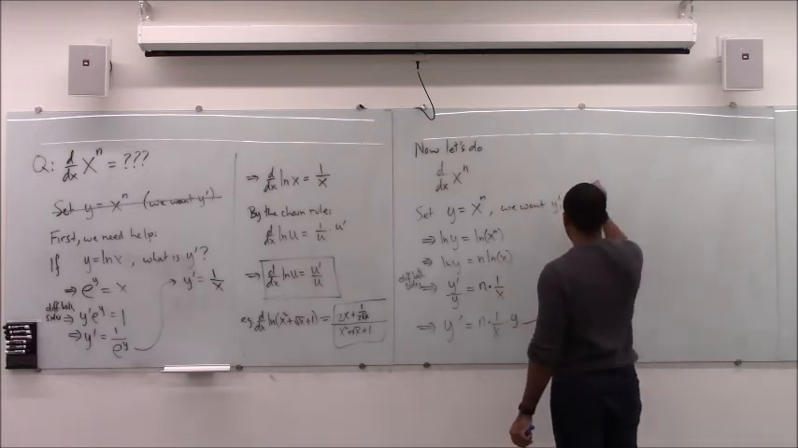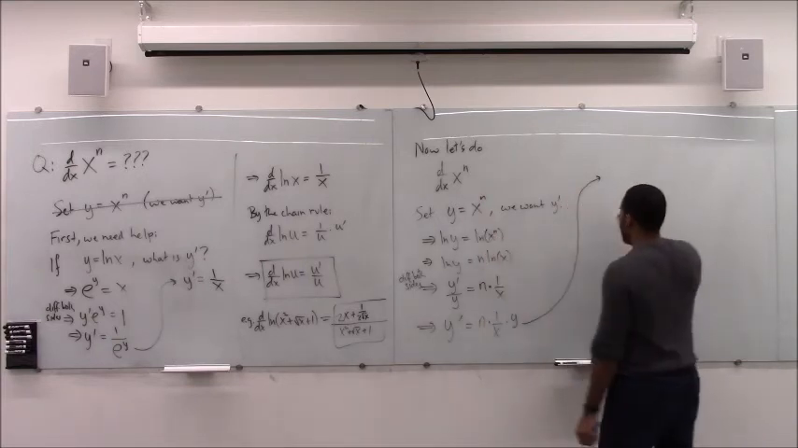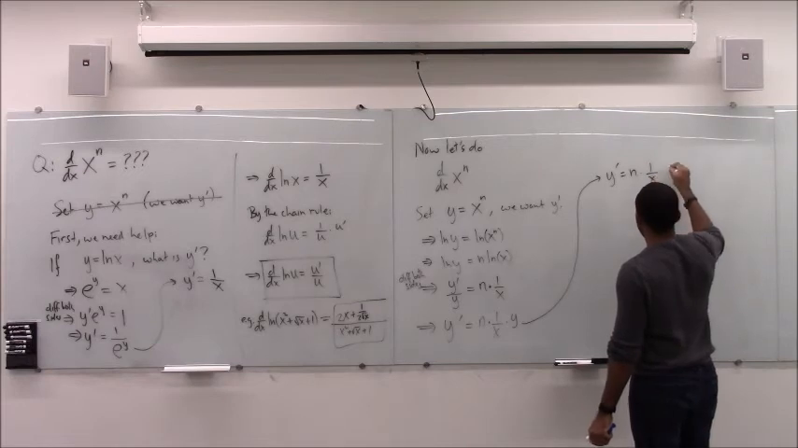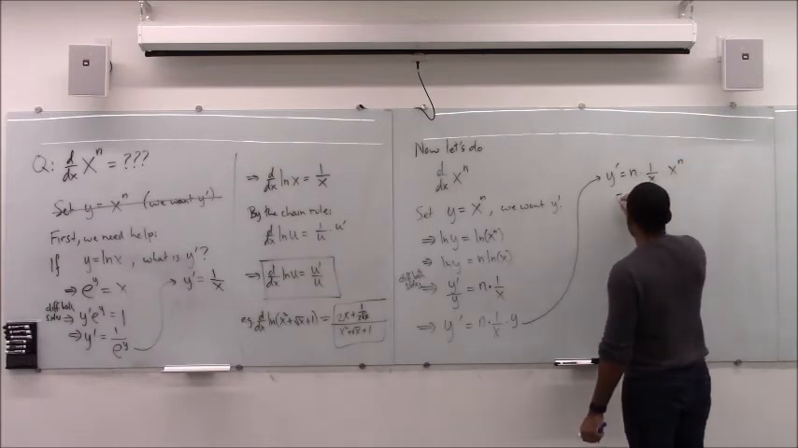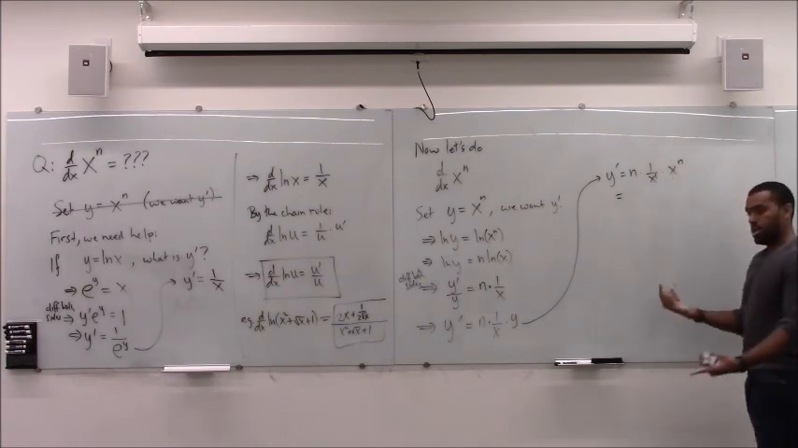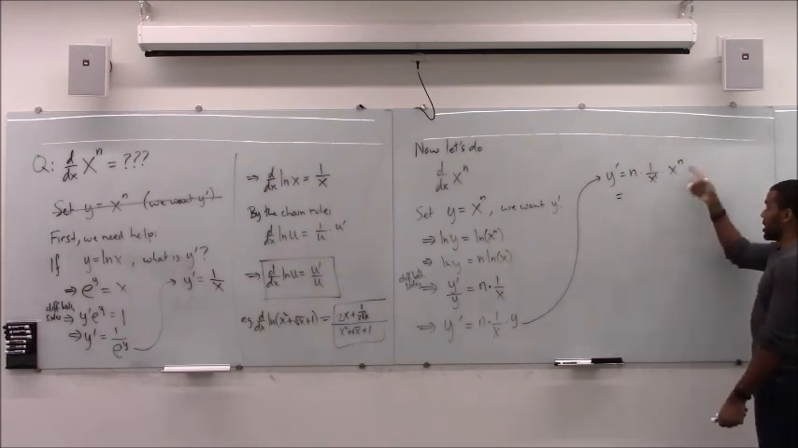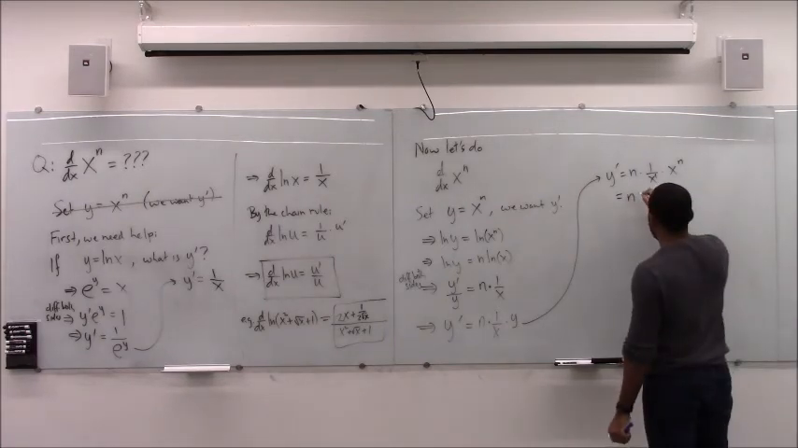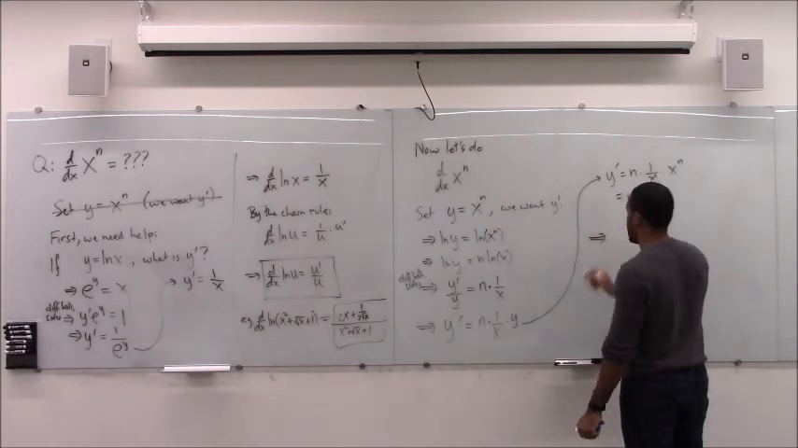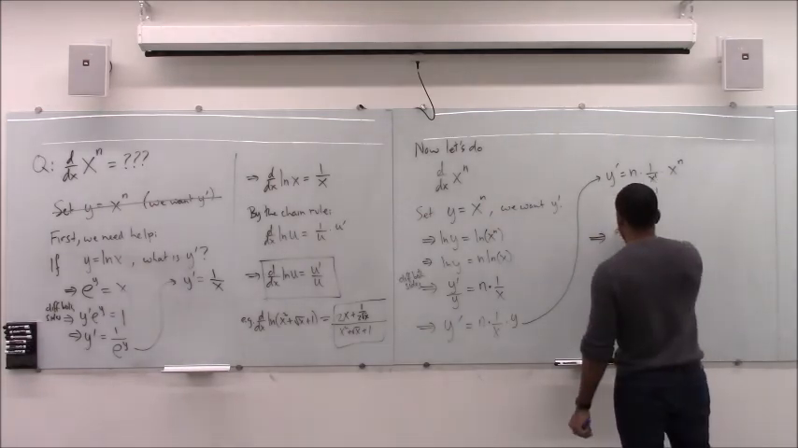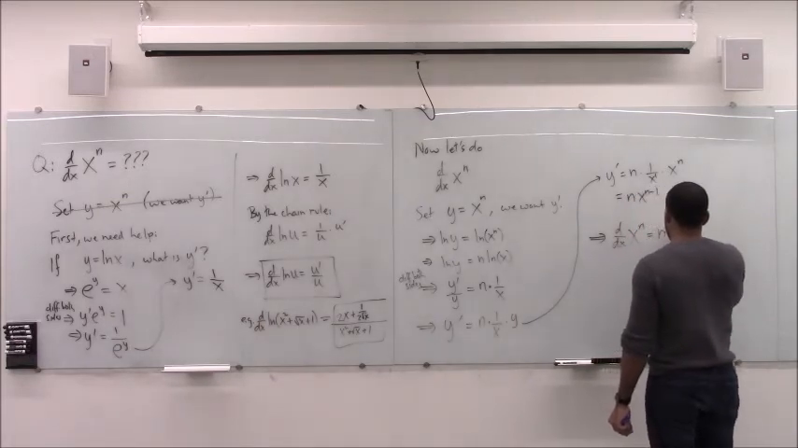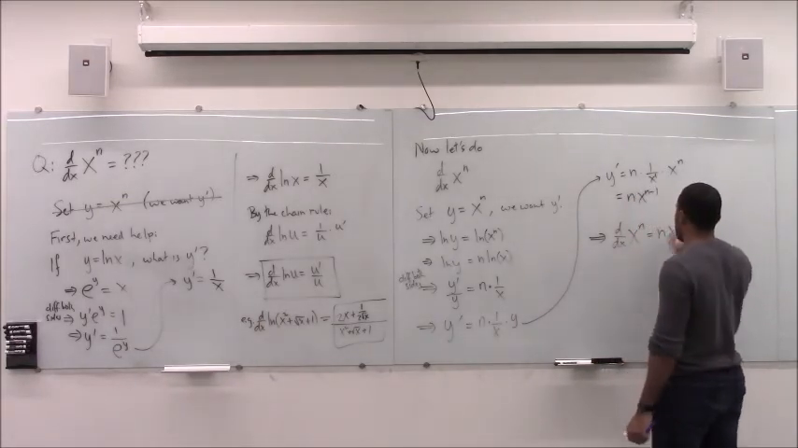But what is my y? Well, my y was x to the n. So my y prime is going to be n times 1 over x times x to the n. Now, you have x to the n divided by x to the 1. We know how to deal with that by laws of exponents. You subtract the powers. So this is n x to the n minus 1. Therefore, that's actually the rule. The derivative of x to the n is n x to the n minus 1.